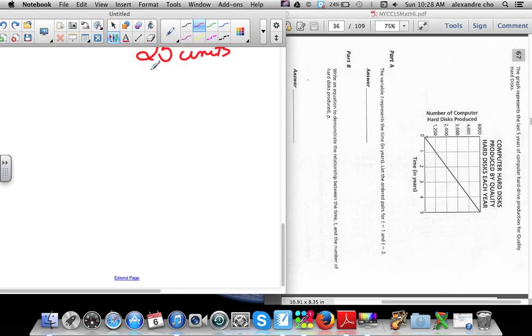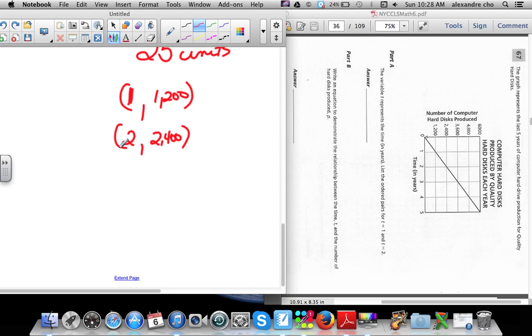Well, when t equals 1, the ordered pair is going to be 1, so in year 1, you make 1,200. There's my ordered pair. In year 2, the company made 2,400 hard drives. So there. That was easy enough. It's just like finding the points in the coordinate plane.